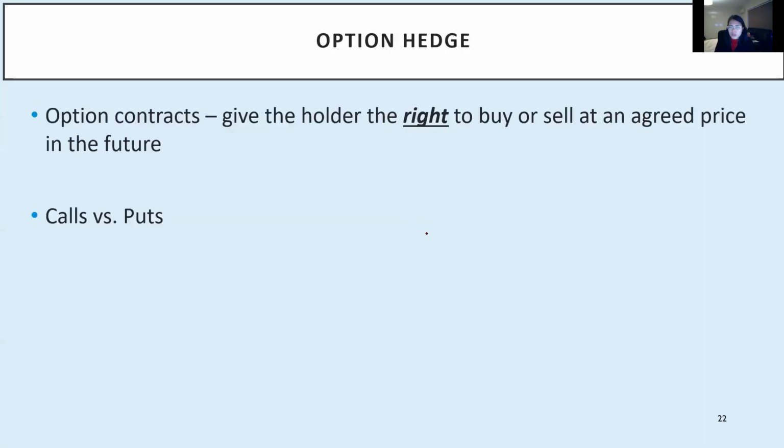So any questions so far with the money market hedge? If not, I'm going to move on to options, okay?